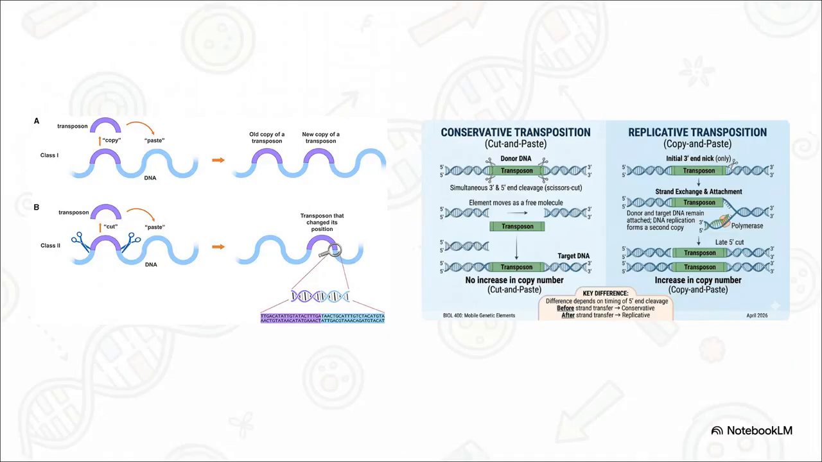This slide really helps visualize it. So over on the left, we've got that cut and paste method. You can see the element gets cut out and just moves to a new spot. See? No increase in the copy number. But look at the right. With copy and paste, the original one stays put while a brand new copy gets made and inserted somewhere else. That is the key difference. One just relocates, the other one proliferates.